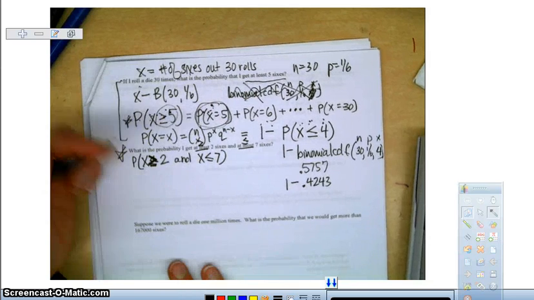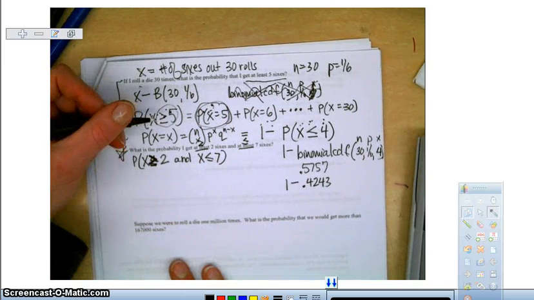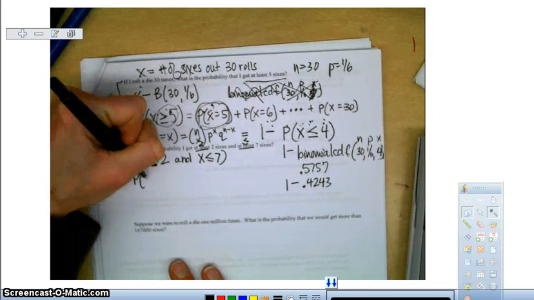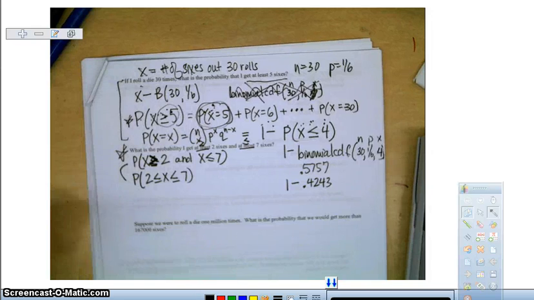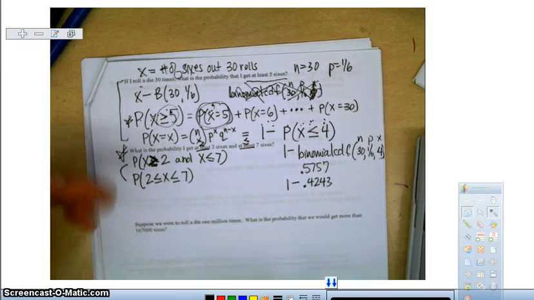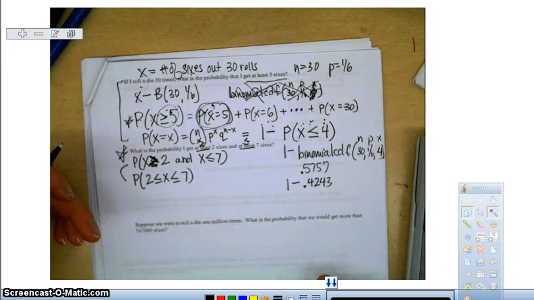You write it as like 2 is less than or equal to x is less than or equal to 7. Okay, so yes, another way to write that is 2 is less than or equal to x is less than or equal to 7. They're the same thing. That's from algebra.